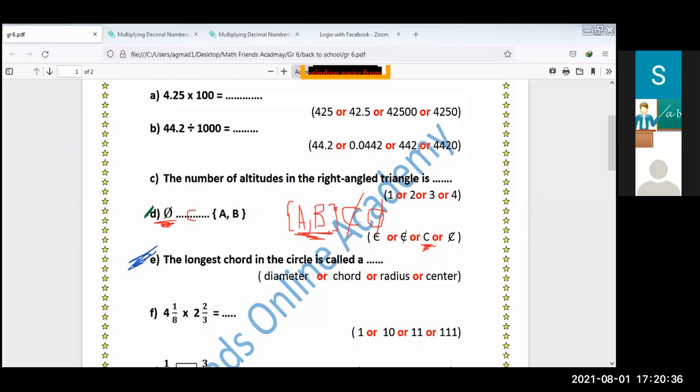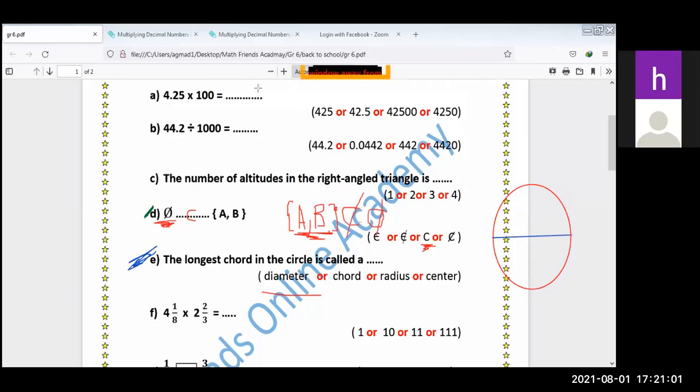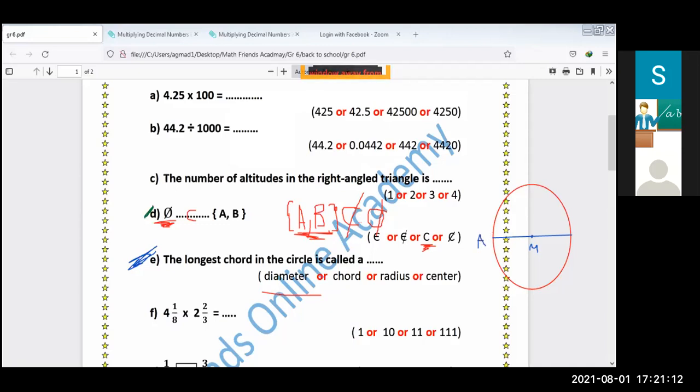Okay, dear. Read letter E, question letter E. Yeah, the longest chord in the circle is called the diameter. Excellent. Superstar, Hamza. Tell me, Hamza, if I have a circle like this, and my circle is M, for example, and this is A, and this is B, Hamza, where is my diameter?